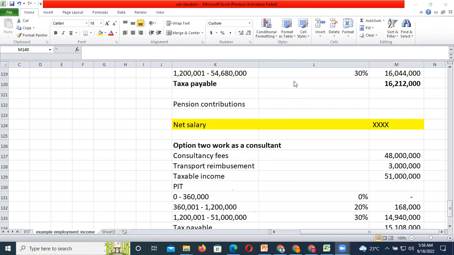Excuse me, sir. Yes, please. My question is about transport reimbursement. Suppose that an employee uses his or her cash for business purposes, and the employer reimburses that cash because he has already used their cash. Should that one be taxed, or is that one exempted?